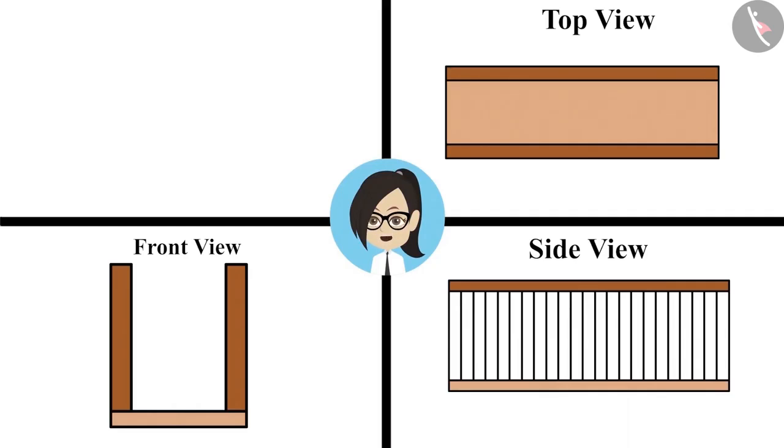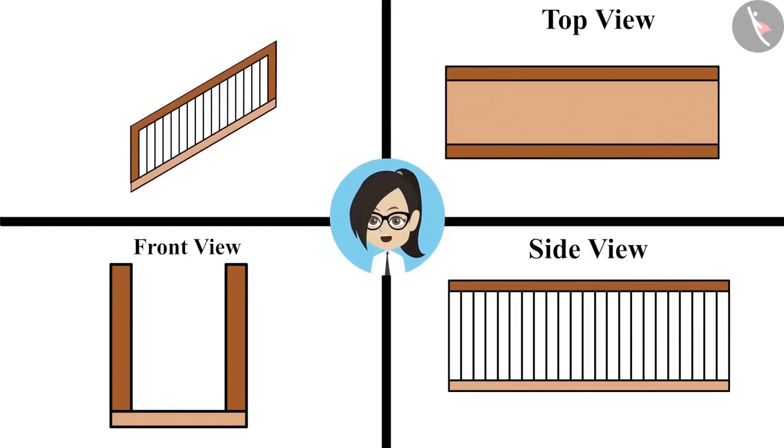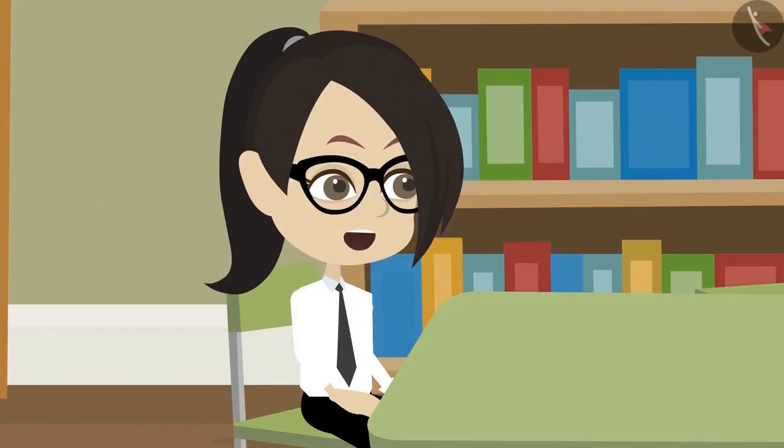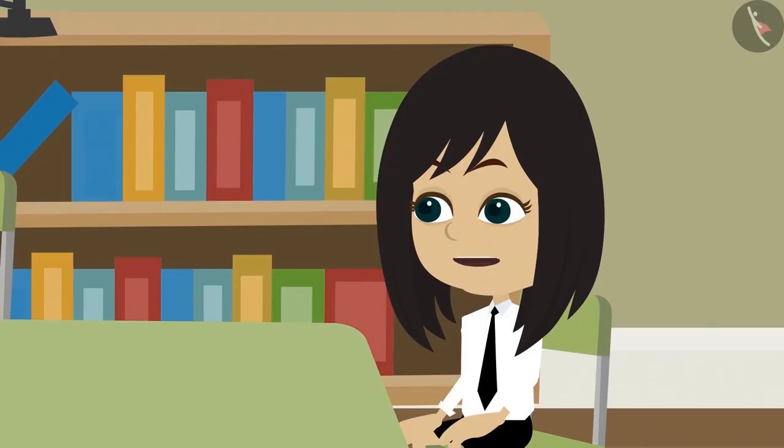I think I will also have to make it. Look, here is the side view, which is a rectangle. Here is the front view, which is in the shape of a U. And here is the top view, which is a rectangular box, but the sides are of a different color. Oh, it has become a bridge-like shape. Tell me, is it correct? Yes, you are absolutely right.